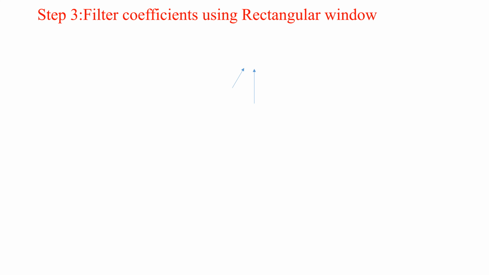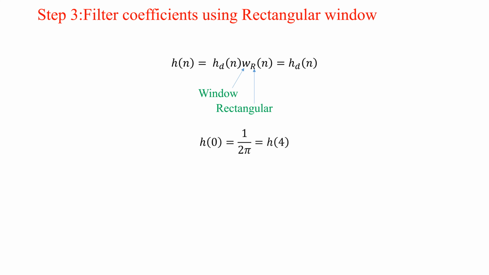Step two is we can find the filter coefficients using rectangular window. H of n is equal to hd of n into WR of n. WR of n is the window function. W indicates that it is window. Suffix capital R indicates that it is a rectangular one. Now we can find the h of n values by substituting the n values.